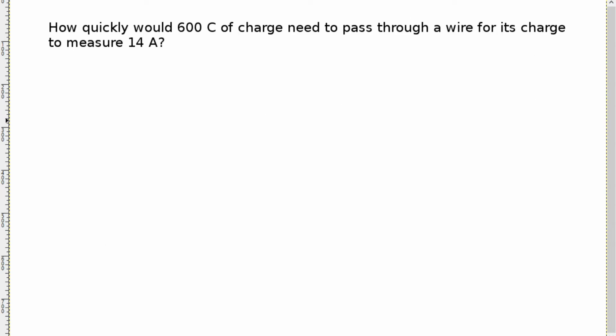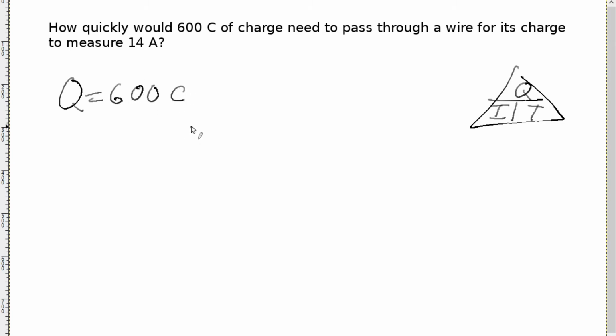Let's try a third one here. Always put your formula or your triangle. How quickly would 600 coulombs of charge, so we know our charge, need to pass through a wire for its current to measure 14 amps? And now we're actually given something a little different. So I equals 14 amps. So we're looking for time now. That's our unknown.